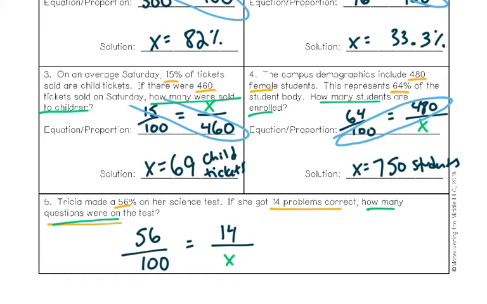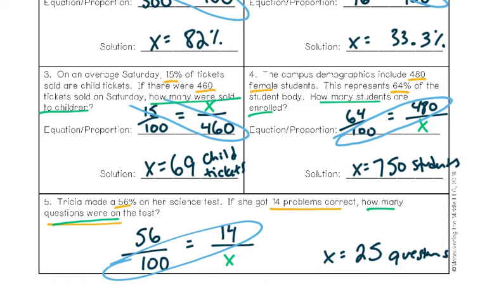When I solve a proportions problem, I always multiply across from each other. So I'm going to cross multiply, and I'm going to divide by the number that's left. It's the same process every time. So I get 1,400 divided by 56 and end up with 25. So my x in this equation would equal 25, and it was asking how many questions. So my answer is: there are 25 questions on the test.